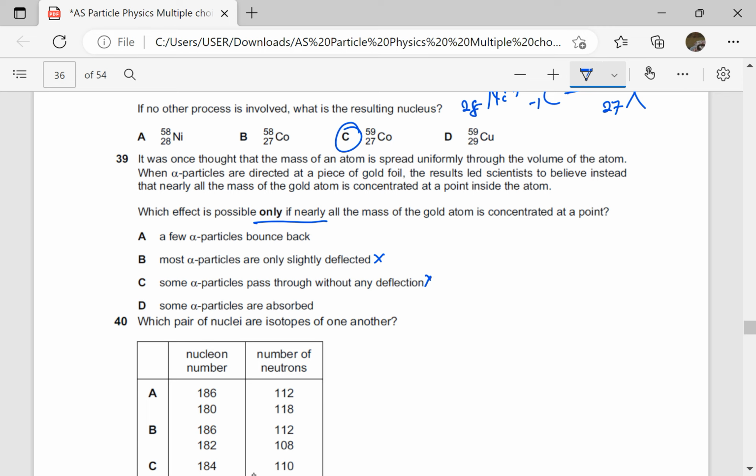Which effect is possible only if nearly all the mass of the gold atom is concentrated at a point? Some alpha particles are absorbed. That is the worst option here. Some alpha particles pass through without any deflection. Most alpha particles are only slightly deflected. A few alpha particles bounce back. That is only if nearly all the mass of the gold atom is concentrated at a point. A few will bounce back. So the answer is going to be A.